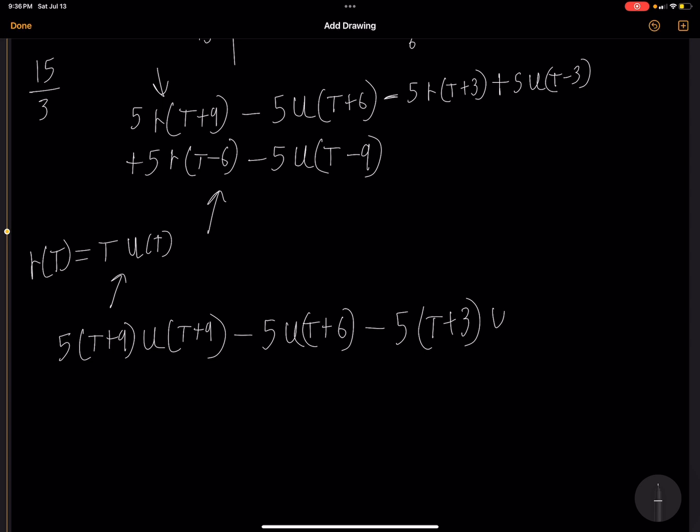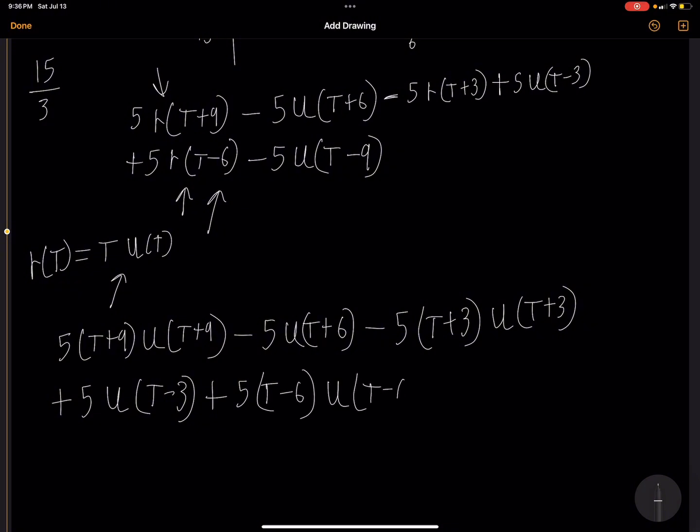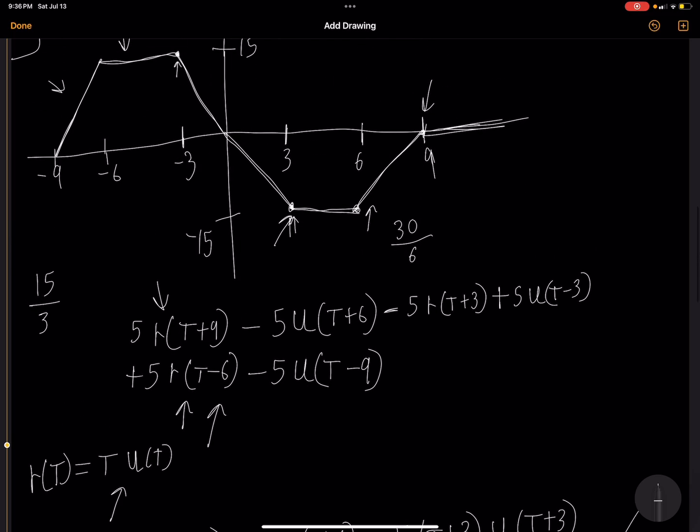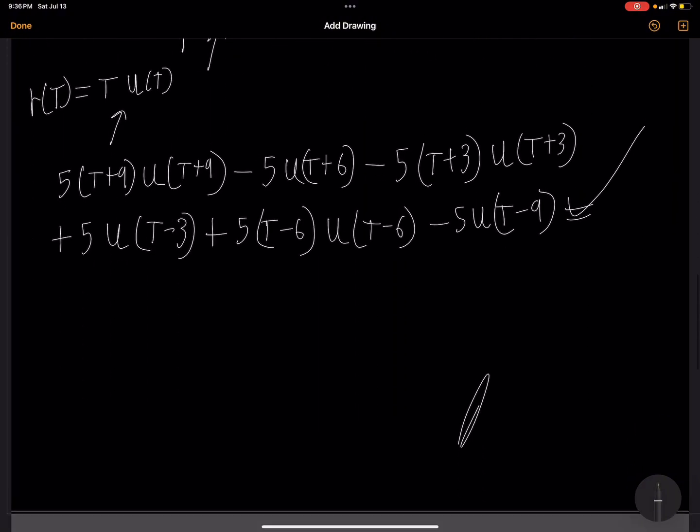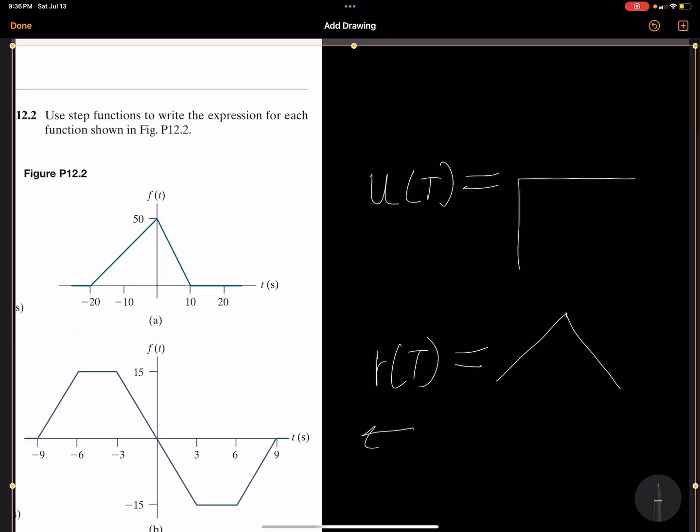Hopefully you're getting the pattern now. T plus 3, plus 5 u of t minus 3, plus 5. Okay, we got an r here. So we got a t minus 6, u of t minus 6, minus 5 u of t minus 9. And that is our step function. That is what is defining part B here. So yeah, this is ramp and unit step functions put together.